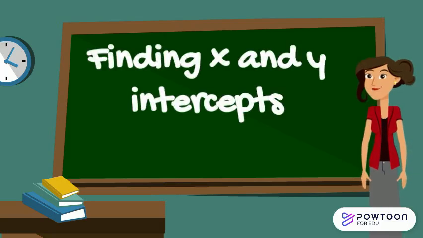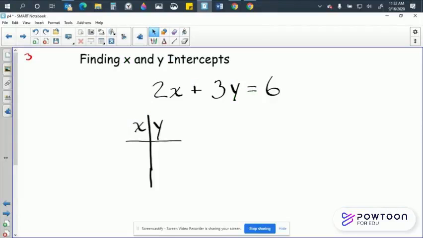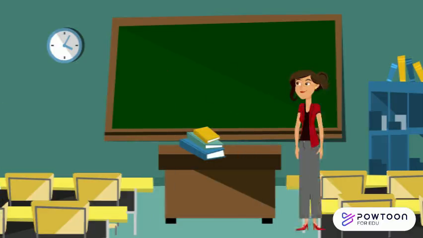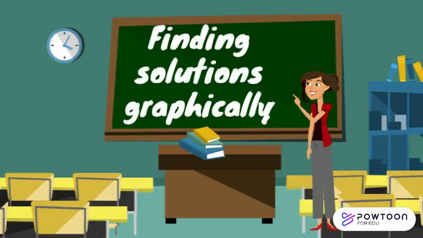Remember to find the x and y intercepts algebraically. Put 0 in for x and then substitute 0 in for y. Okay, find your x and y intercepts. Plug 0 in for x and y equals 3. Plug 0 in for y and x equals 2 and x equals 3. Oops. Now, finding solutions graphically.